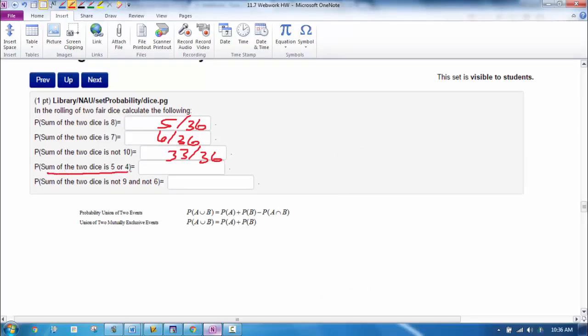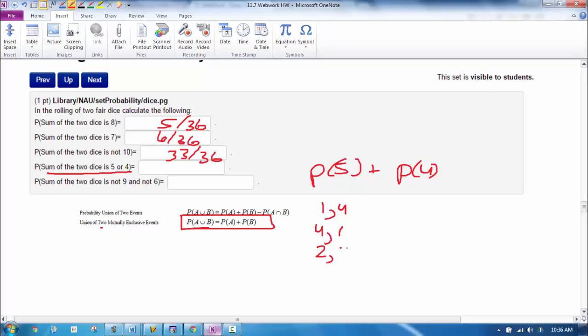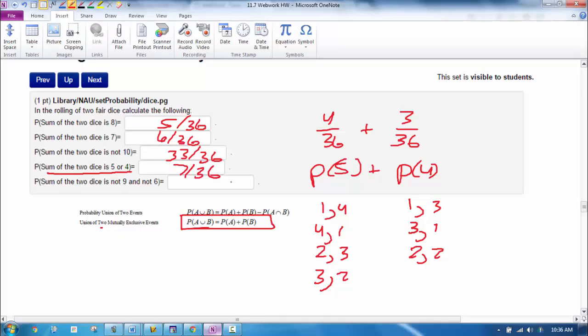Okay, the next one, we want the sum of the two dice to be 5 or a 4. So that's union. And those are mutually exclusive, 5 and 4. There's no overlap of a 5 and a 4. So we can just add the two probabilities. The probability that you get a 5 plus the probability you get a 4. So to get a 5, you could do a 1 and a 4 and a 4 and a 1, a 2 and a 3, a 3 and a 2. So there's 4 out of 36 plus a probability of 4 is a 1 and a 3 and a 3 and a 1, or a 2 and a 2. So that's 3 out of 36. That gives you a total of 7 out of 36.